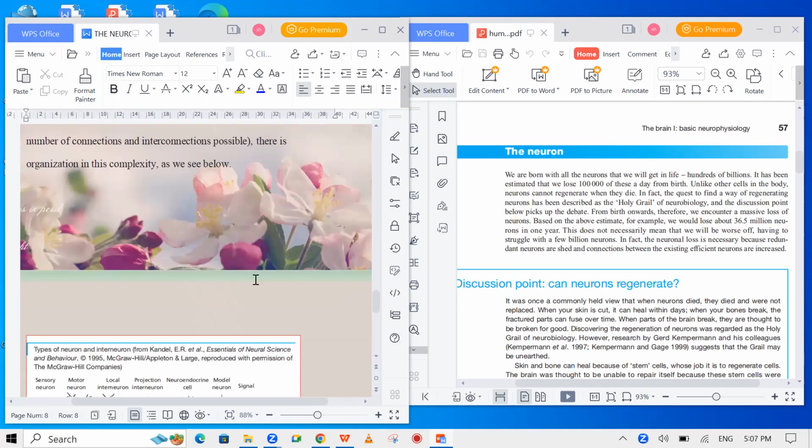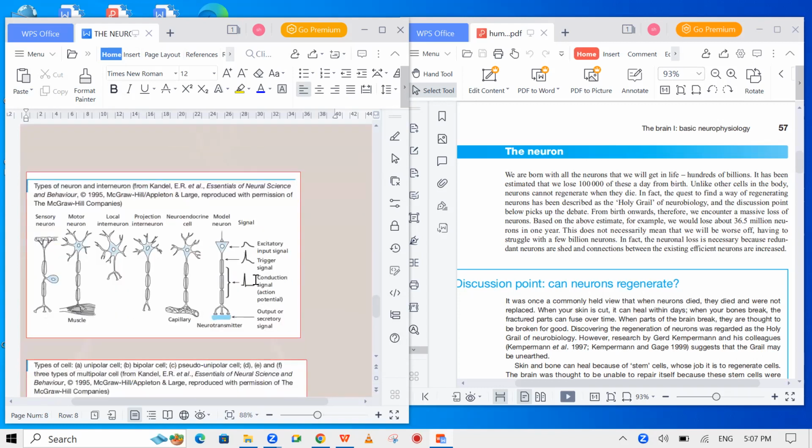These are the different kinds of neurons: the sensory neurons, the muscle neurons, the local neurons. The muscle neurons have a long axon. The local interneurons do not have a very long axon. The projection neurons, neuroendocrine cells which go and land on the capillaries, and the modulatory neuron which works on the neurotransmitters.